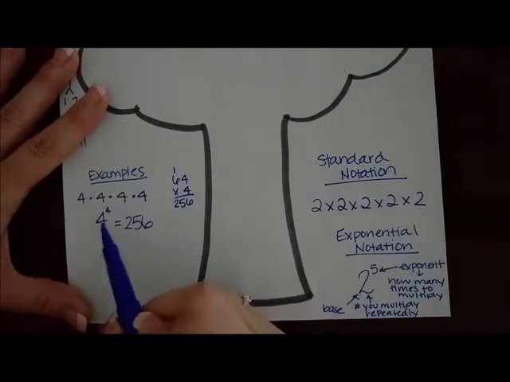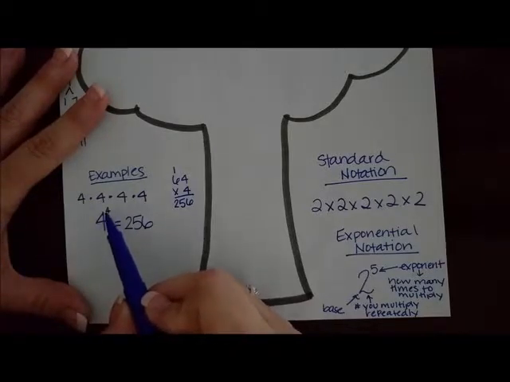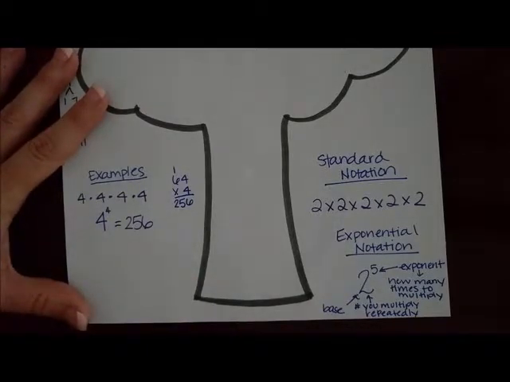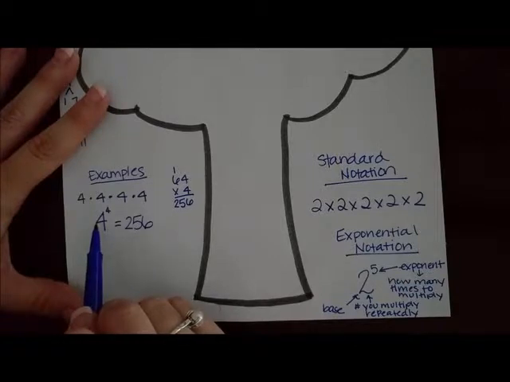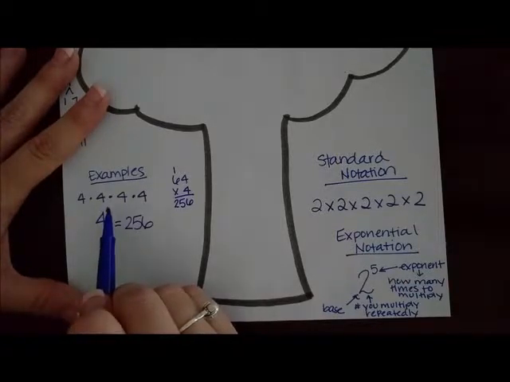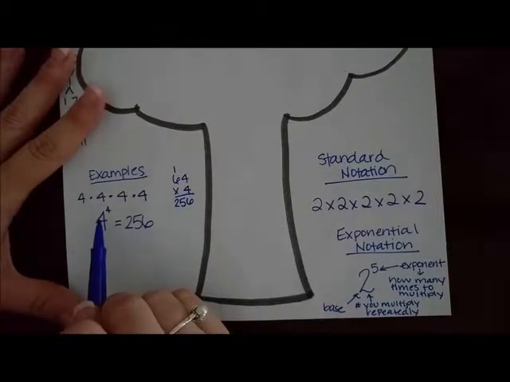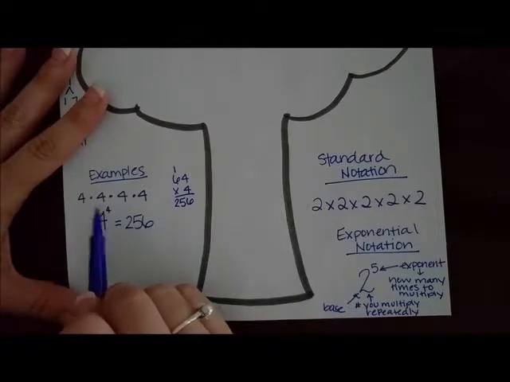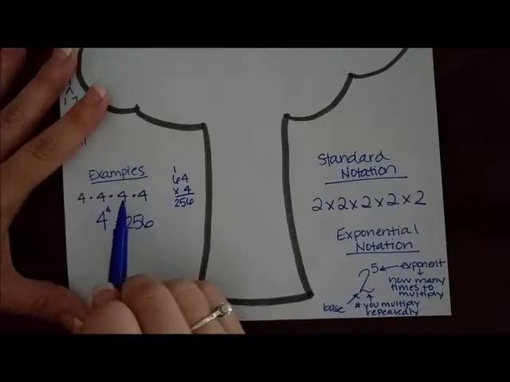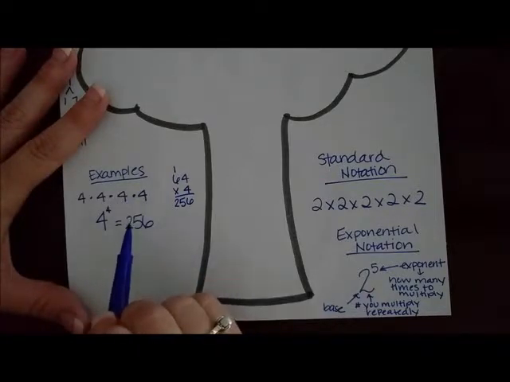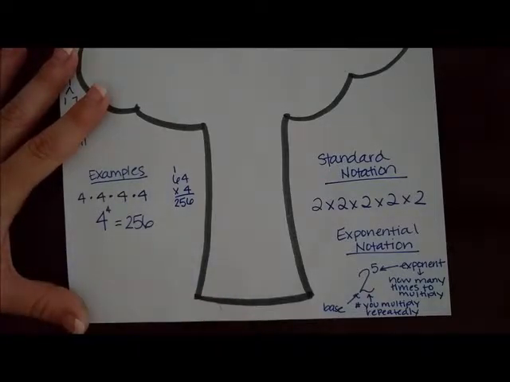Now, please don't get confused and say, oh, that's 4 times 4. Well, what is 4 times 4? 16. That is not the same as 256. So be careful. When you're looking at this, it is not 4 times 4. Okay, it's multiply 4 repeatedly 4 times. 1, 2, 3, 4. 4 times 4 is 16. 16 times 4 is 64. And 64 times 4 is 256. Okay, so let's be careful on that.